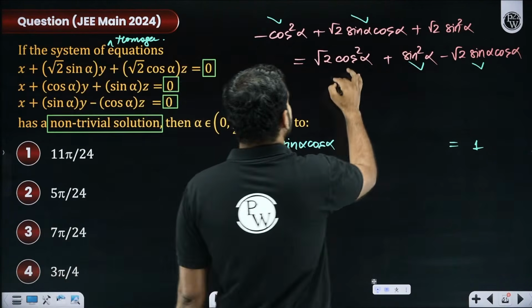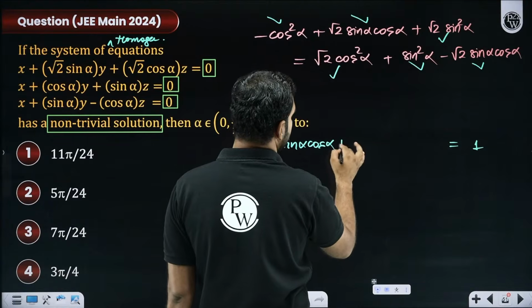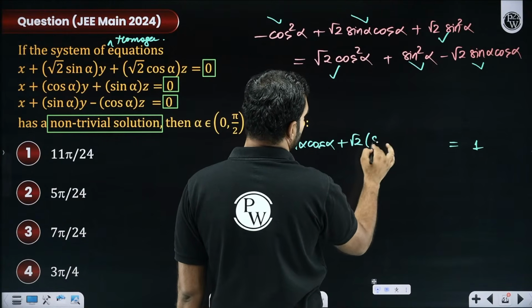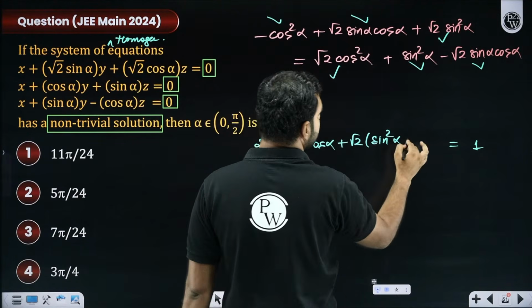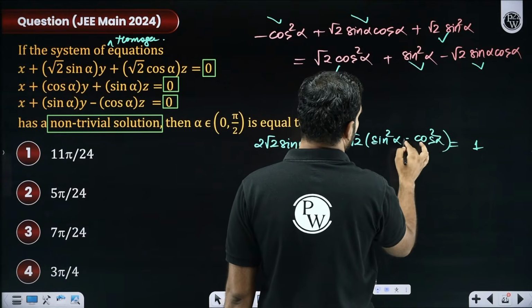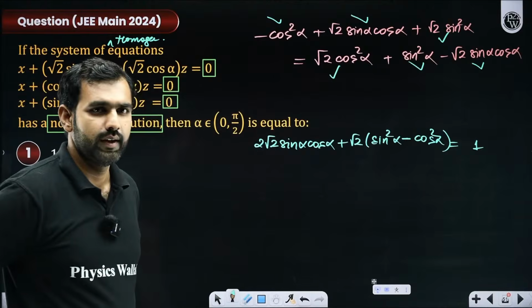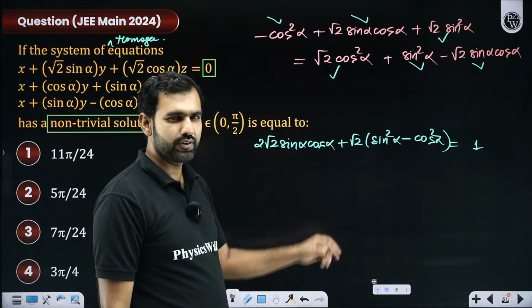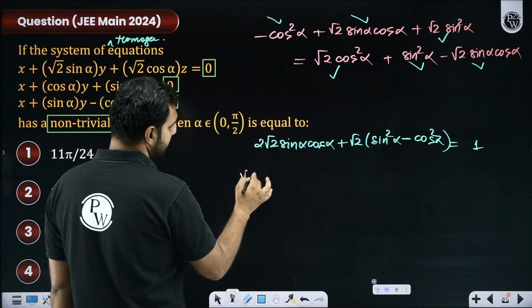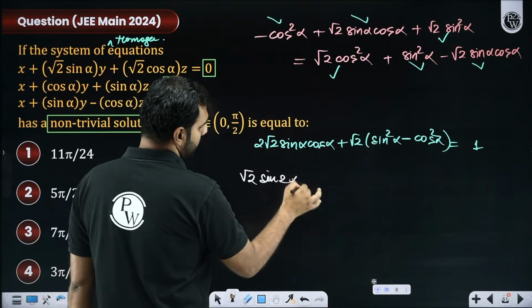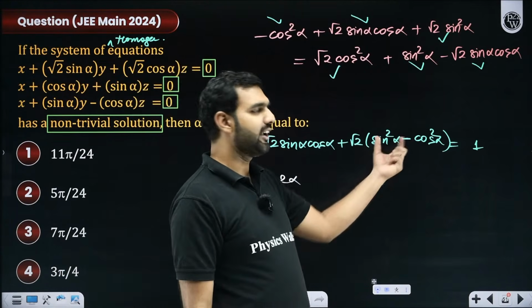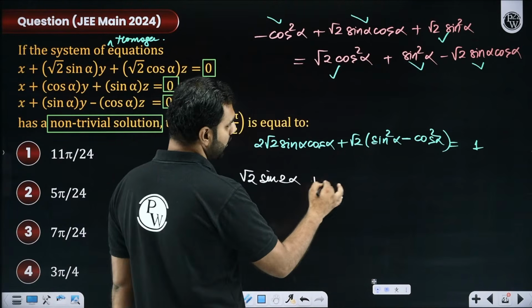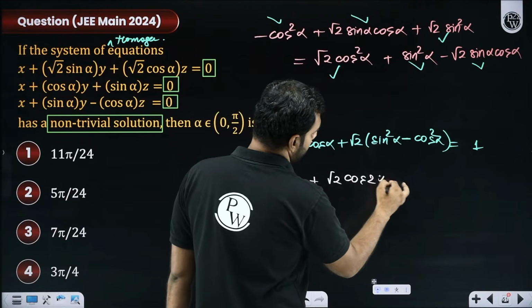Then this and this, so it will be plus root 2 sin square alpha plus root 2 sin square alpha minus cos square alpha. I hope you got this conclusion as well, all the participants. Now you tell me, have you not studied in 11th standard that 2 sin theta cos theta is sin 2 theta? So this result I'll be writing as root 2 sin 2 alpha. If I take negative sign common from here, it will be cos square alpha minus sin square alpha, that is cos 2 alpha. So this will be root 2 cos 2 alpha is equal to 1.